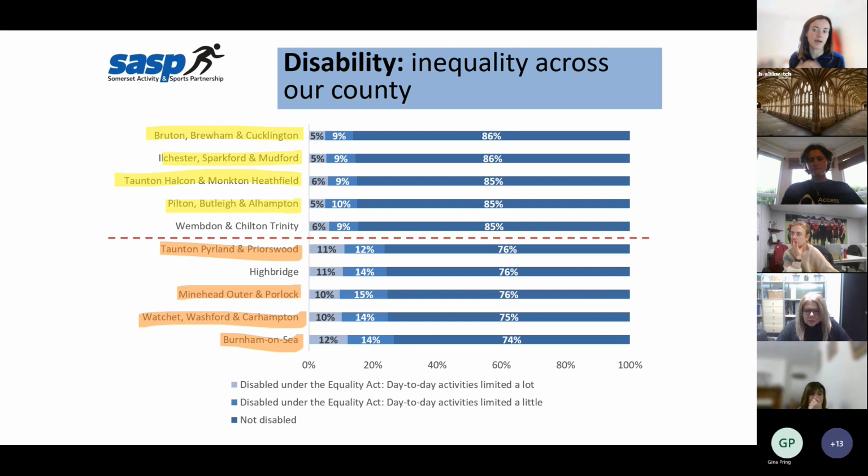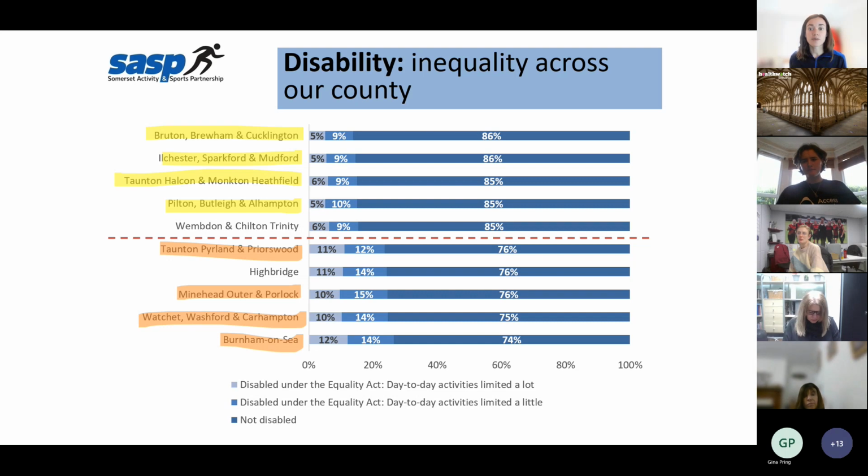And it's about their perception of how much their day-to-day activities are limited. But what you can see here is at the top, those with the lowest proportion of people who have stated that they've got a disability, and at the bottom, the highest proportion. There's quite a big difference in the percentages. For Burnham-on-Sea, we're up to 26% of people who state that they've got a disability, compared to about 15% for Bruton and Ilchester. So it's quite a big difference across the group.